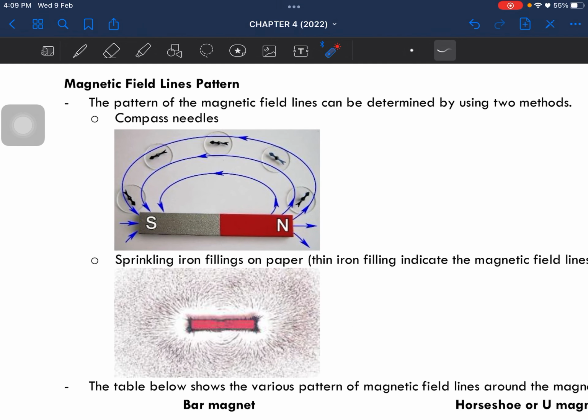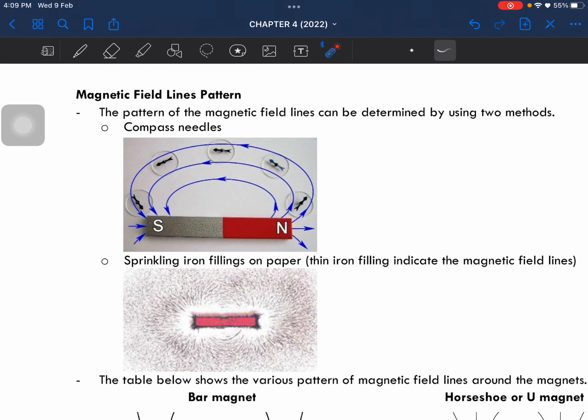The pattern of the magnetic fields can be determined by using a compass needle or sprinkling iron filings on paper. Okay, so this is your magnet, and as you can see, the compass is pointing in the direction of the south pole. So it always goes from the north pole to the south pole.